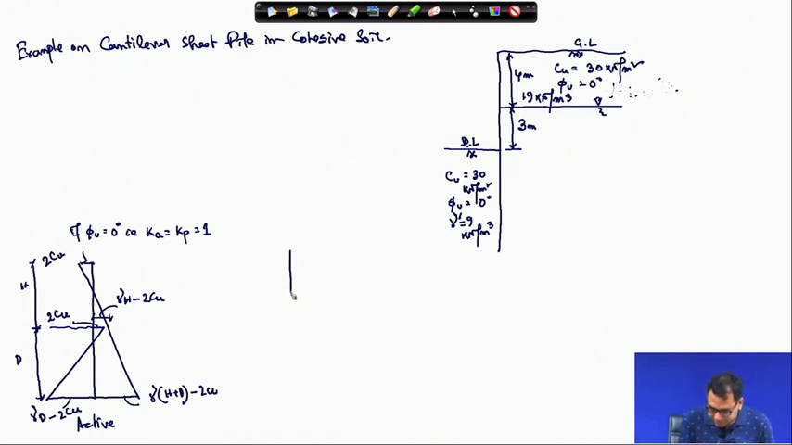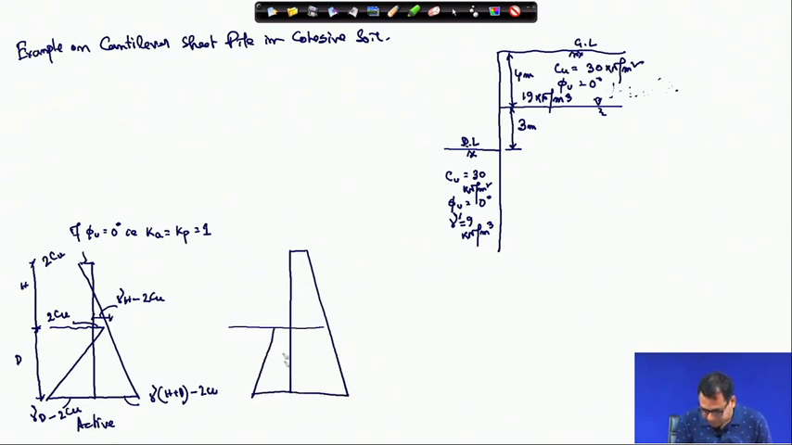Similarly, the passive diagram I can draw the same way. This is the passive pressure diagram. Okay, so this is 2 Cu, this value will be gamma (h plus d) plus 2 Cu, this value is 2 Cu, and this one is gamma d plus 2 Cu. So, this is the passive condition.